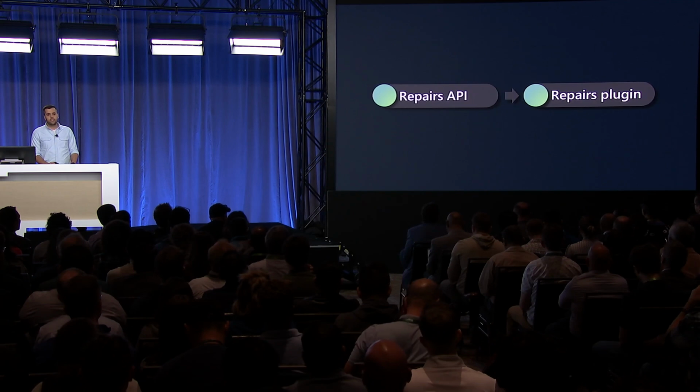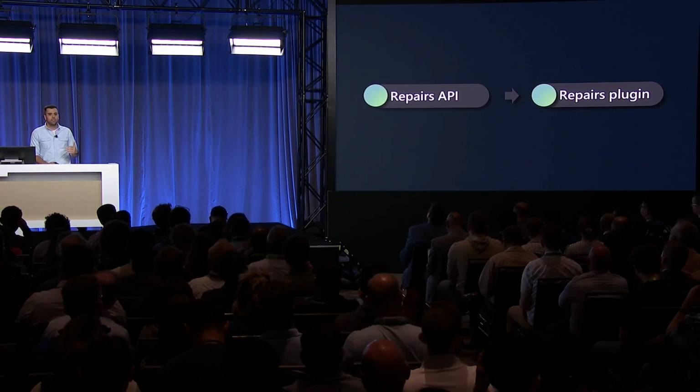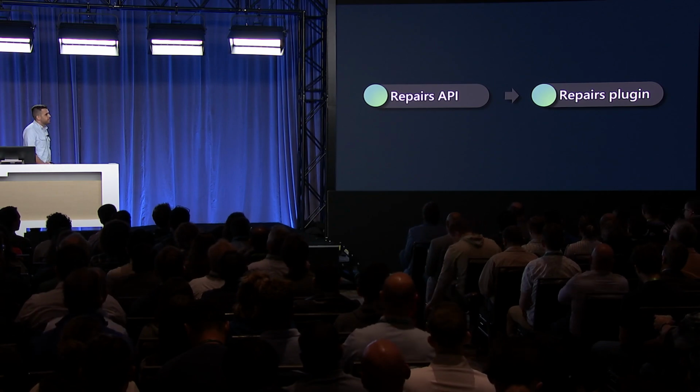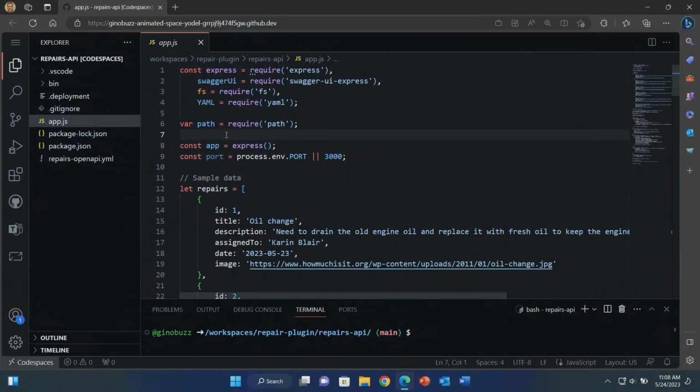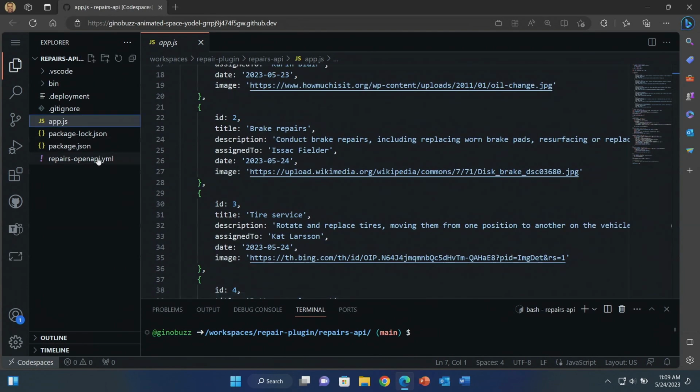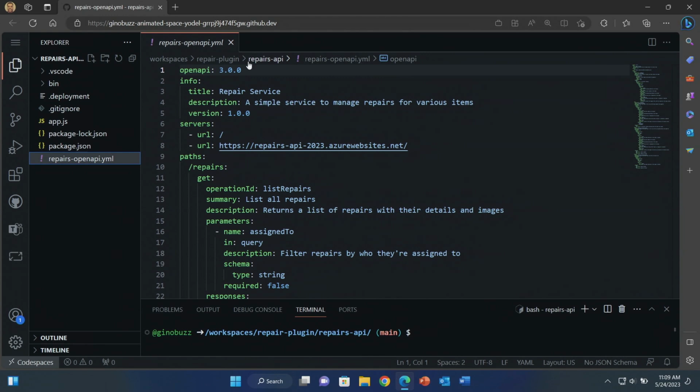So let's demonstrate this. We're going to switch over to a repairs service that I already built. And from that, we're going to create a plugin. So here's my repairs project. This is already built. I've already gone ahead and documented this using the OpenAPI specification. This is that open standard you've heard a lot about today. And let's just walk through it.